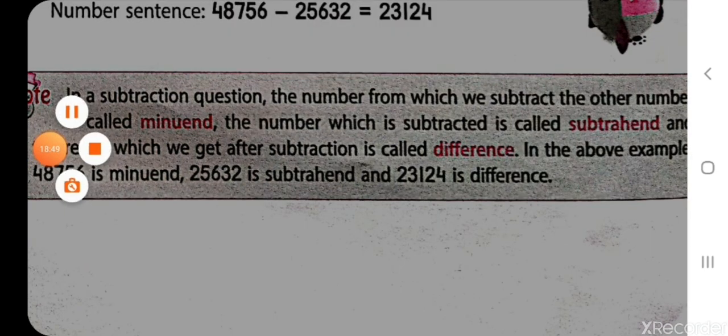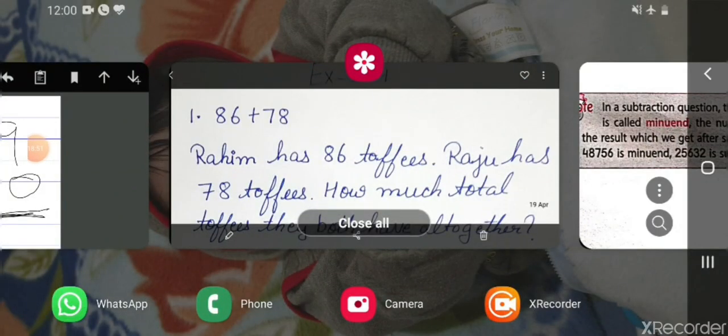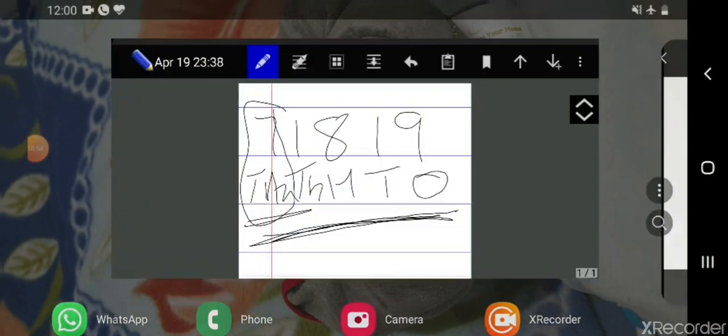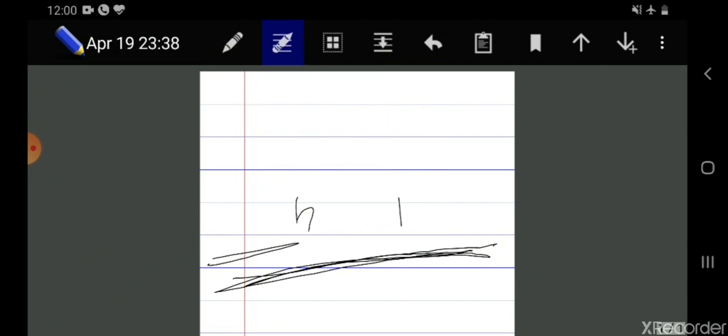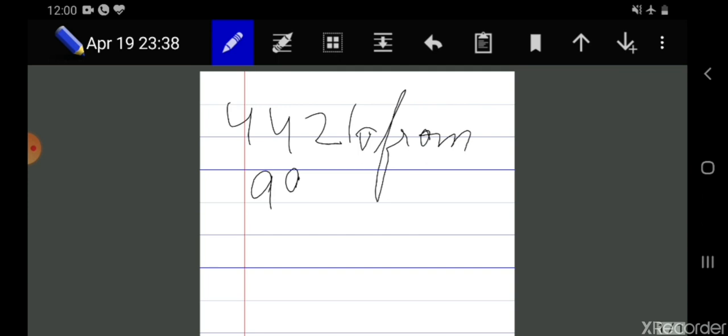I'll show you with the help of an example. Suppose you have to subtract 44,210 from 99,999. Which is the subtrahend and which is the minuend?